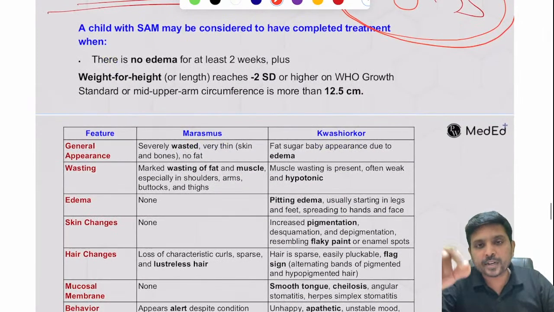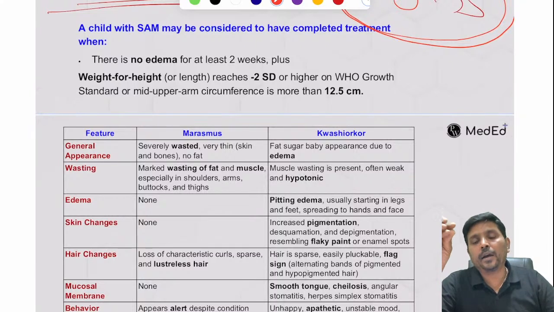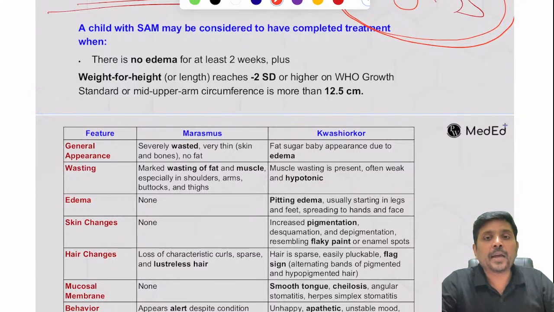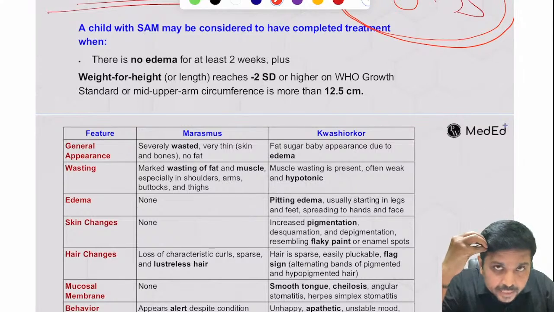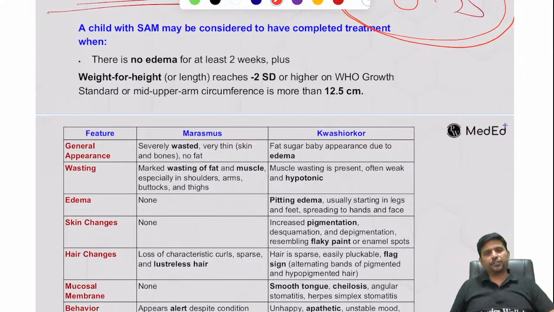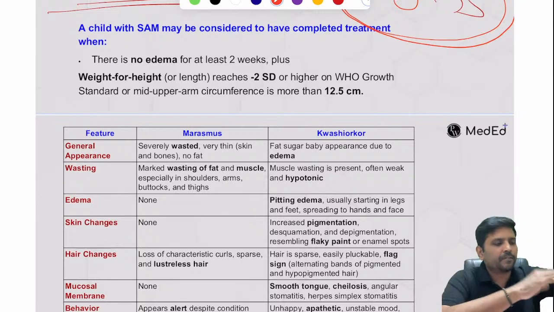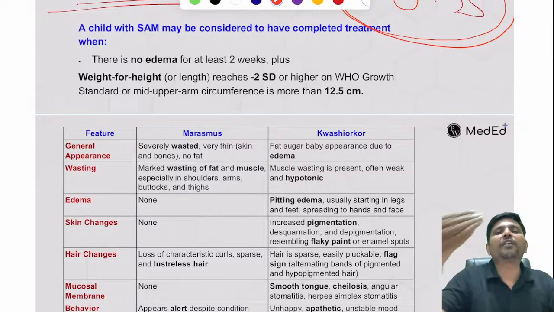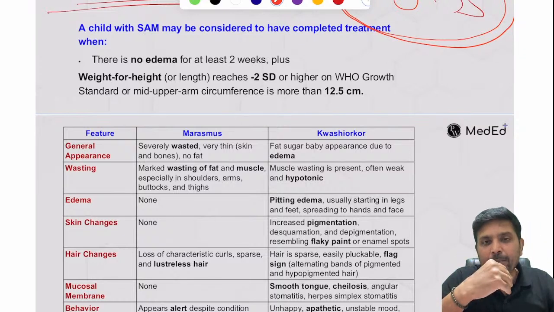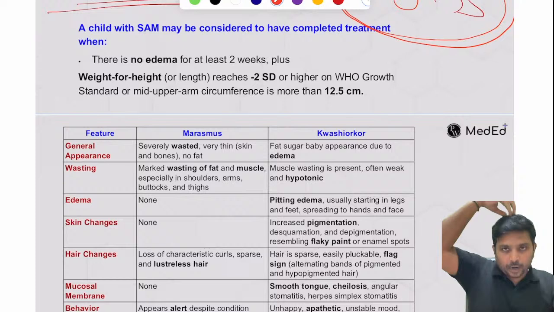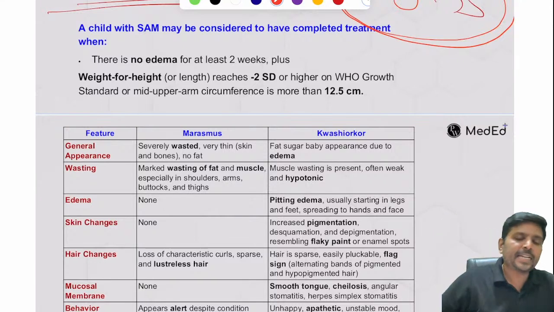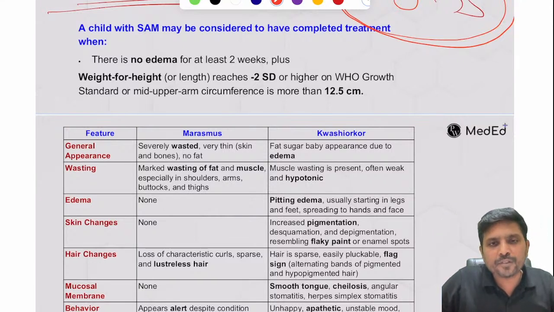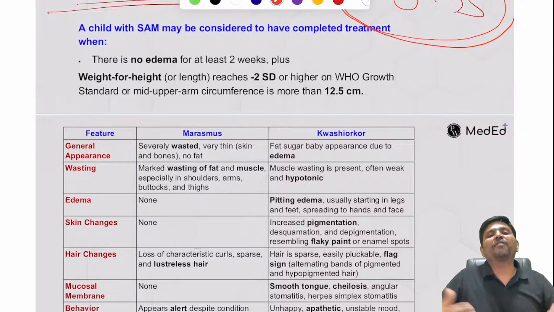Whereas kwashiorkor is caused by hypoalbuminemia, hepatomegaly, lethargy, and refusal of feeds. Refusal of feeds here is because of poor protein. There is flaky paint dermatosis. What is that? Flakes of skin will fall off. That is called flaky paint dermatosis. And alternate pigmentation and depigmentation of hair growth will be seen. That is called flag sign.